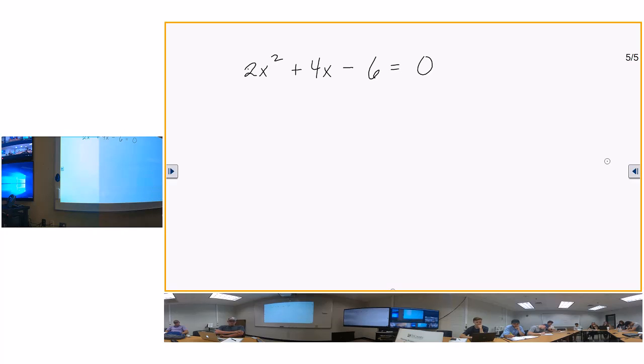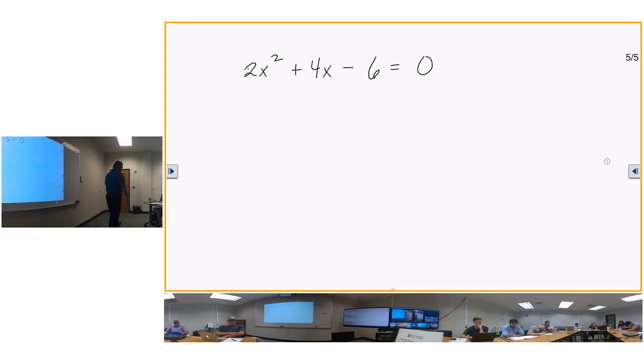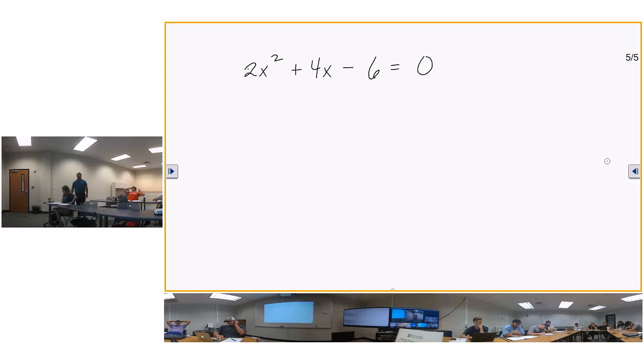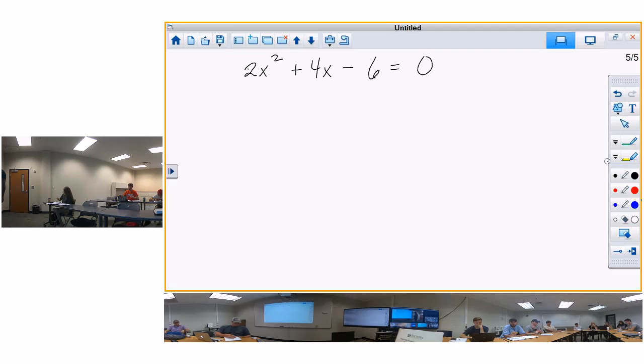What is the difference in this problem? Let's look. There's a 2 in front of the x squared. There's a number greater than 1 in front of x squared. Write that down. Because you got to put in an extra step here.